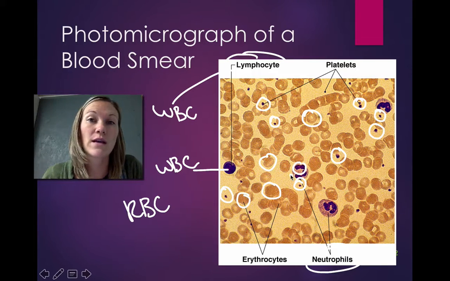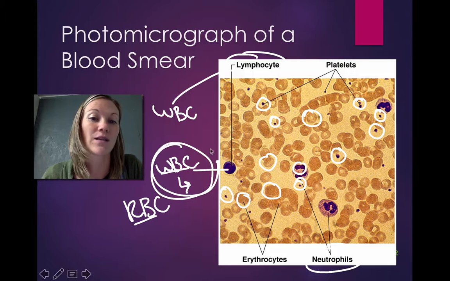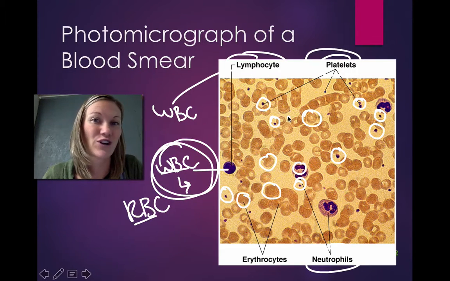So those three elements make up the different formed elements. There's red blood cells, white blood cells, and there's a bunch of different varieties of white blood cells, so we're going to spend a lot of time talking about those. And then there's platelets as well, which are cell fragments.